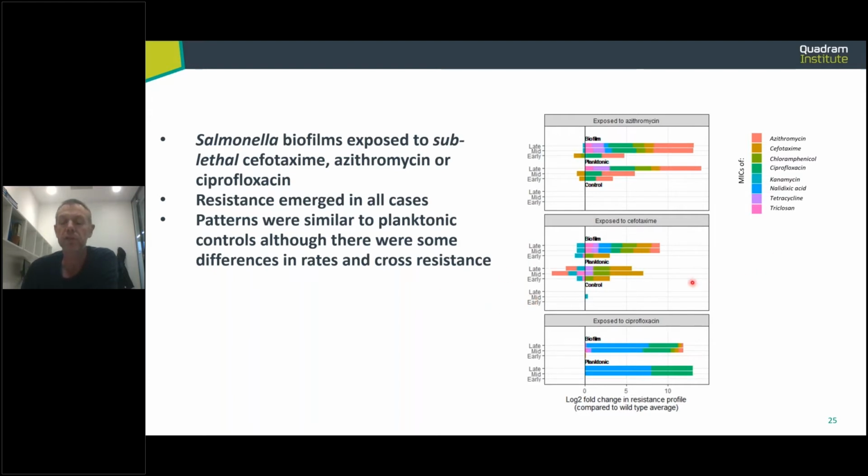So the first question we had was, well, do biofilms care at all? And these are all exposed to concentrations of the drug that are below the MIC for the wild type. So they do care. Low concentrations of drugs select for resistance in biofilms very quickly, and sometimes the pattern of resistance is different to that you see in planktonic growth.